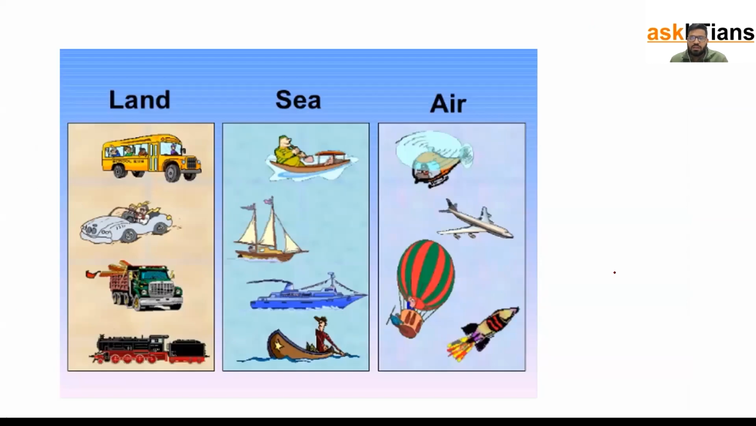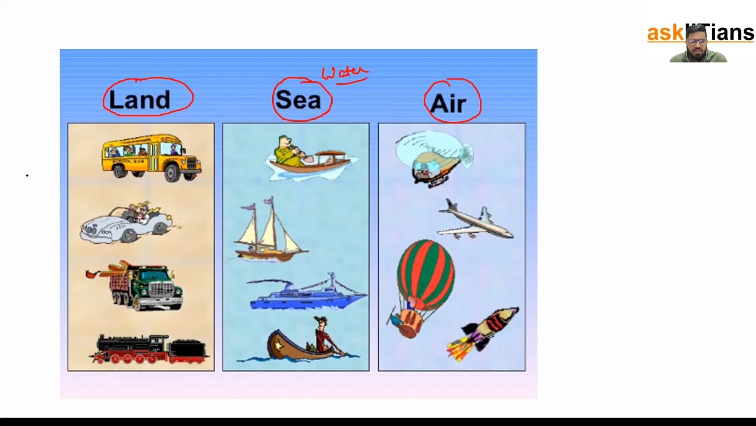Basically, there are three means of transport we use. First is on land, which we use to travel on land from one place to another. Another mode of transport is sea, or you can say water. And the third one is air; in air we used to travel.